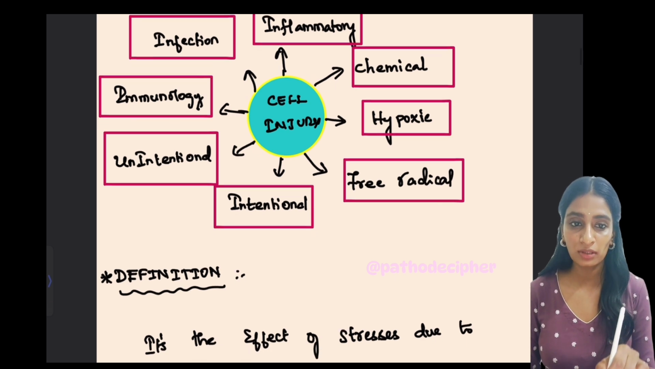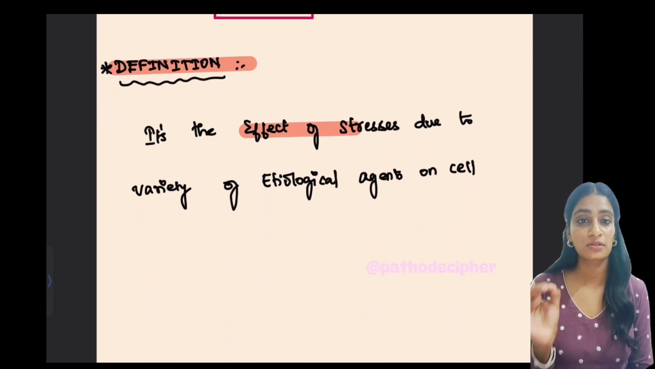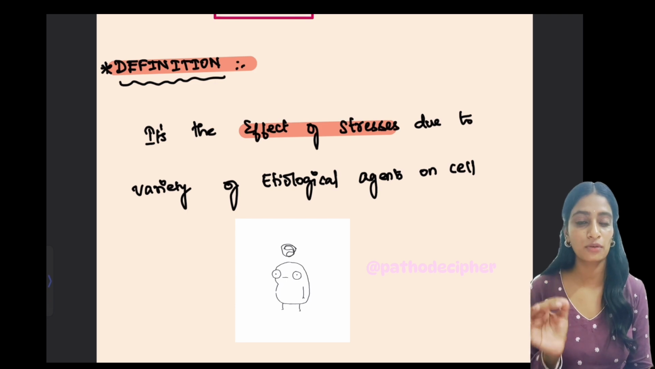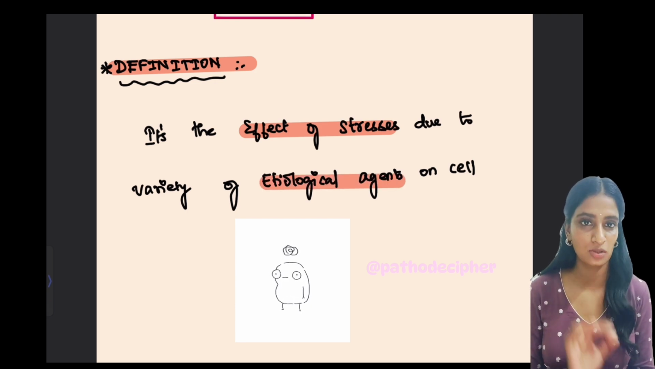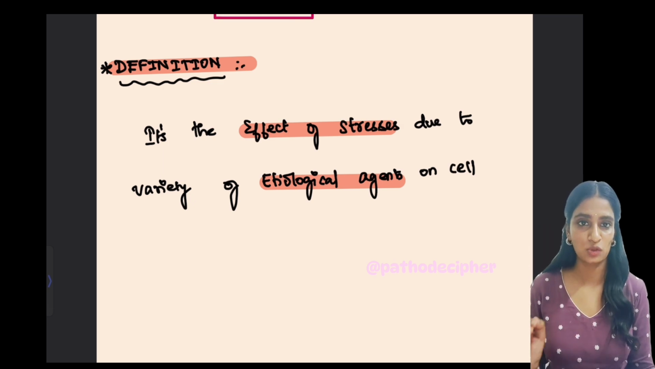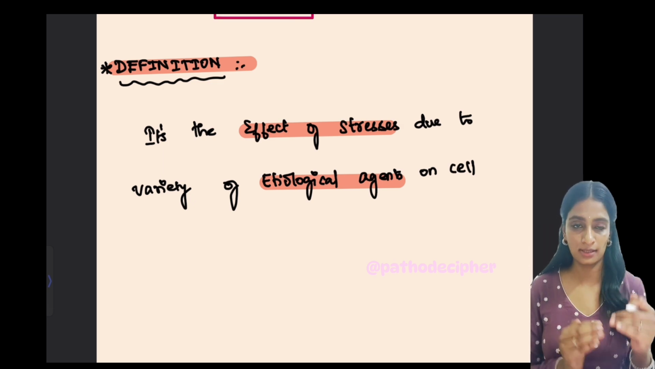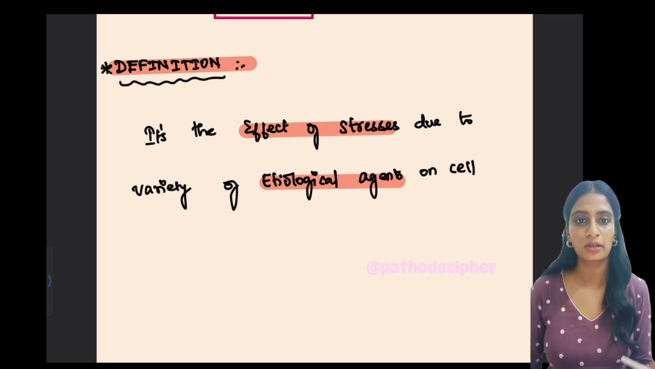Understood? So coming to the definition proper of cell injury, it is the effect of stresses due to a variety of etiological agents on the cell. We saw the etiological agents just above, the stimuli. So that stimulus will act on the cell, and ultimately it will lead to cellular injury. That's what they are trying to say.